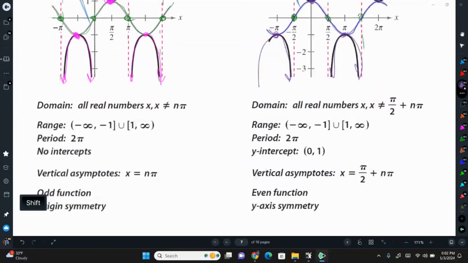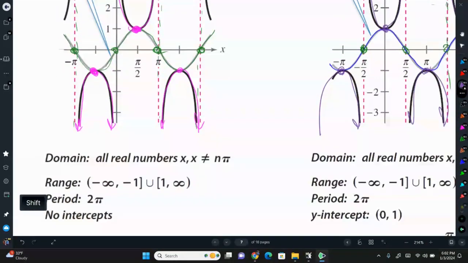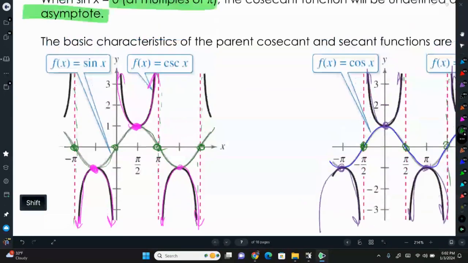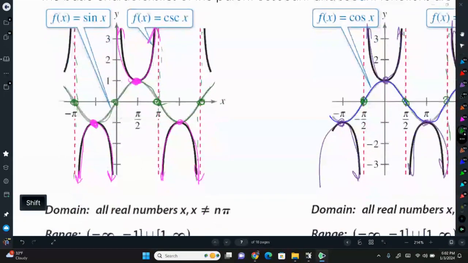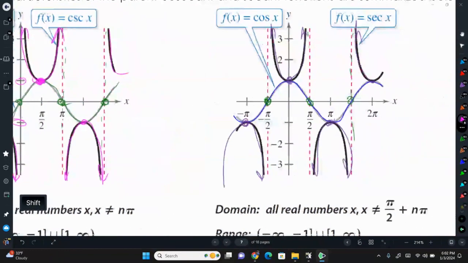Notice the range, though. There's nothing between -1 and 1. Because you remember, this gray line here, that's not part of the cosecant graph. We just use the corresponding sine graph to help us graph cosecant. So our actual graph is what I outlined in pink, and the y values never get between -1 and 1; they're always above 1 or below -1. And the same is true about the secant graphs.